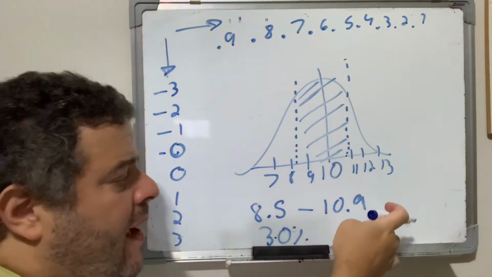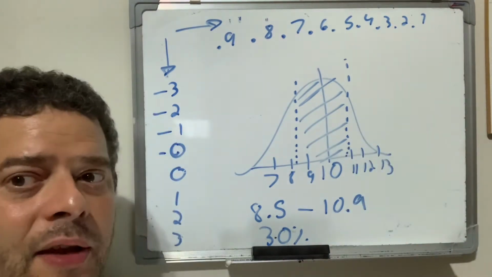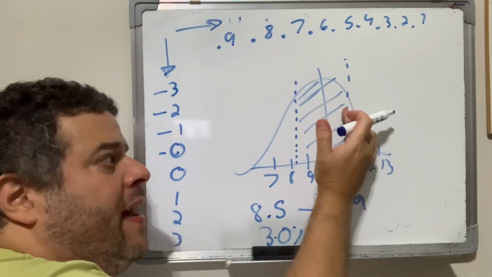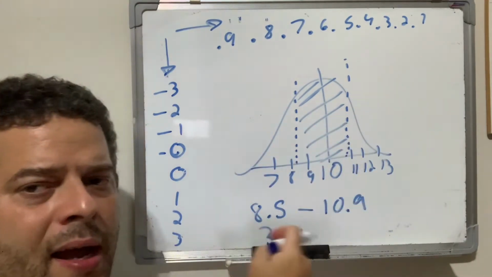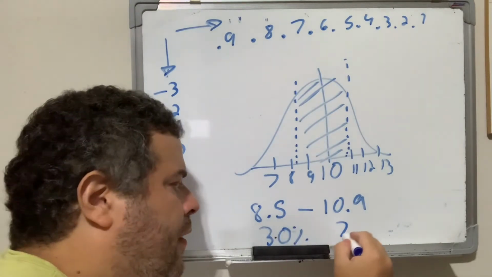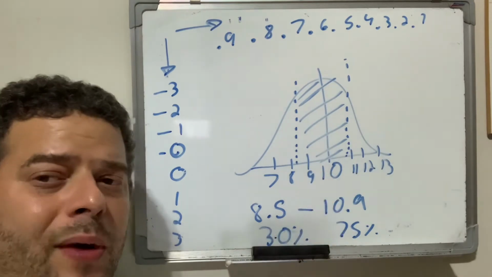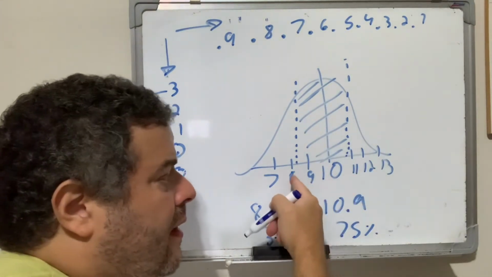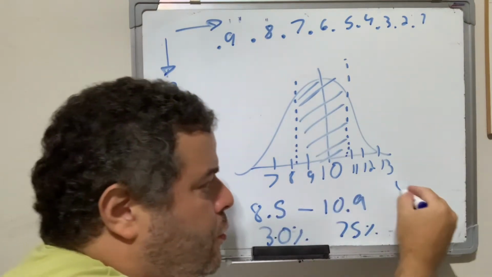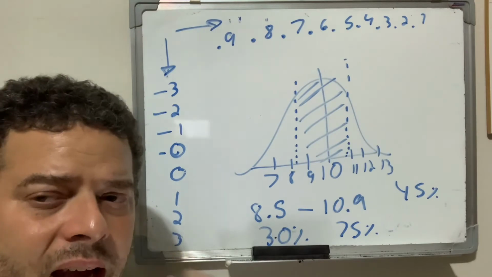And then you find the z-score for 10.9. You look at the z-score table and you find the area under that value, which means everything under 10.9. Let's say you get a value of 75%. What you do is you subtract the areas. So 75 minus 30, that means that between these two values, you have more or less 45%. You have to subtract the areas.